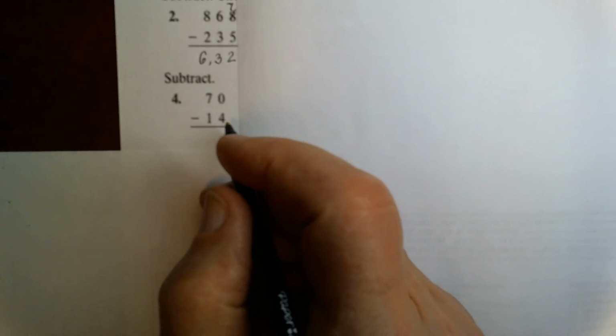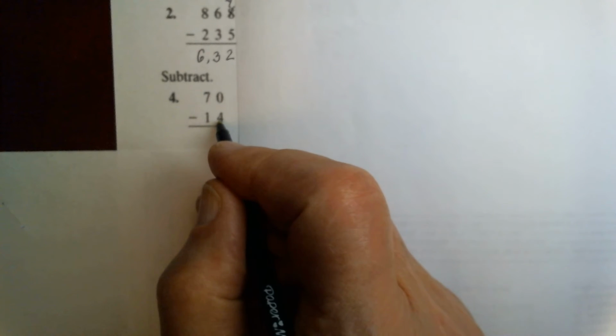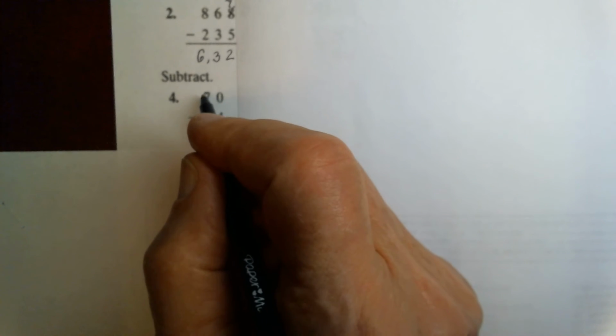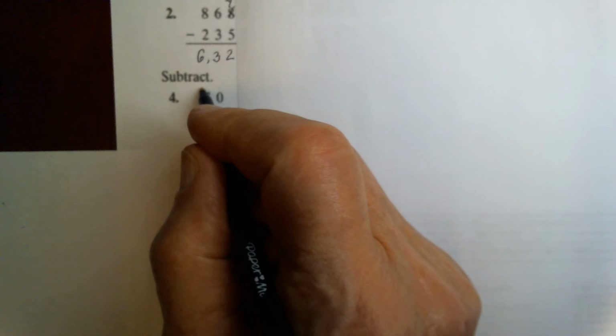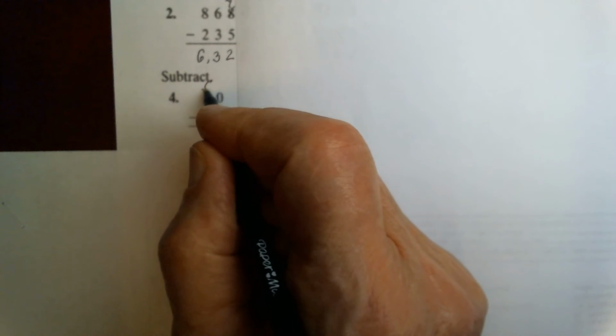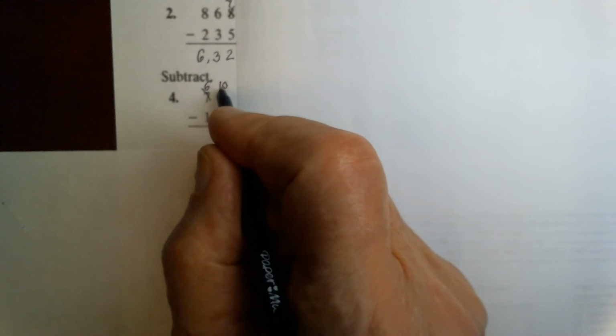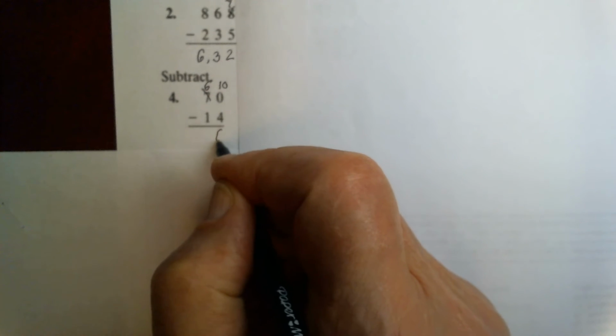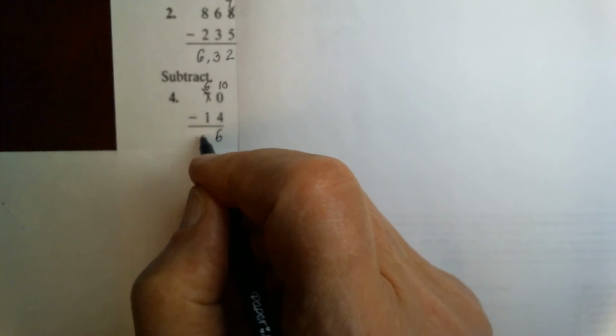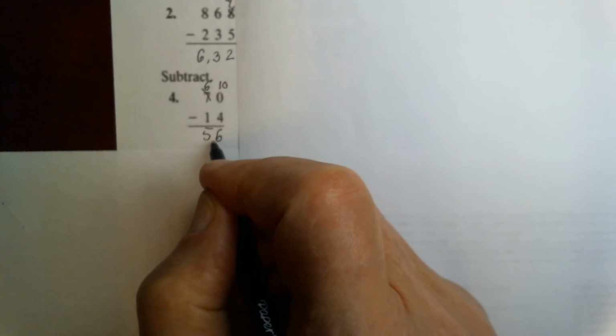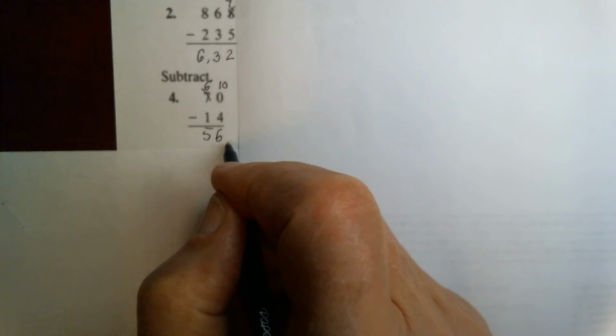And exercise number 4 is quite similar. 0 minus 4 does not give us a whole number, so we borrow 1 of the tens from the next one, from 7, so that gives us a 6, and this gives us a 10. So 10 minus 4 is 6, and 6 minus 1 is 5. So the difference between these two numbers is 56.